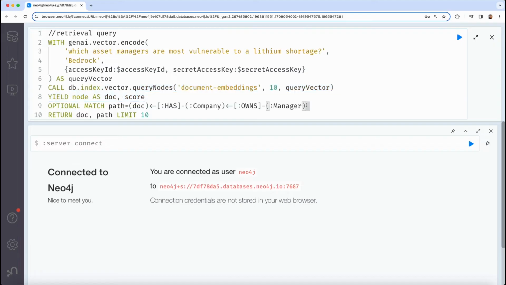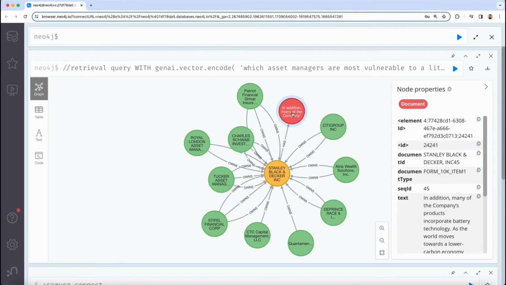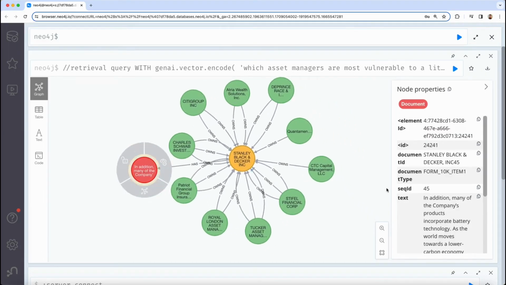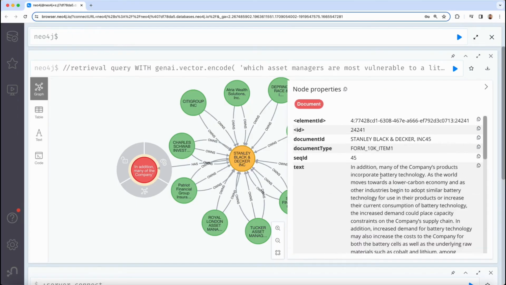And then we take the documents with the highest scoring match, and we look for a graph pattern that connects the documents to the companies that filed them to the investment managers that own those companies. In this case, we're artificially limiting the results to 10 for visibility. Once we get the results back, we'll see this one document in particular that scored the highest in the vector search match. If we look at the text for that document, we'll see a lot of discussion around battery technology, which explains the high semantic match.